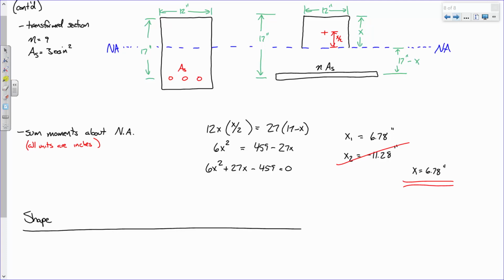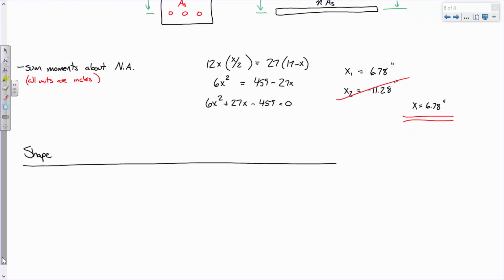We're going to have a shape. We're going to have an I naught.